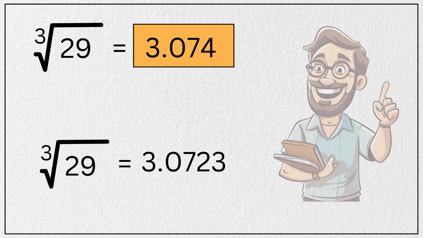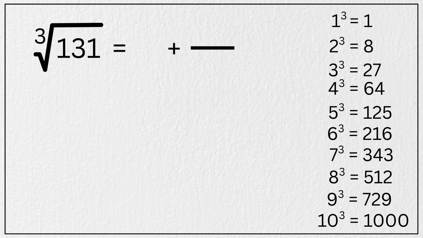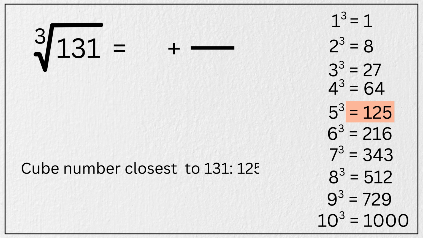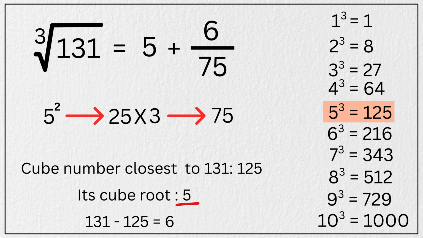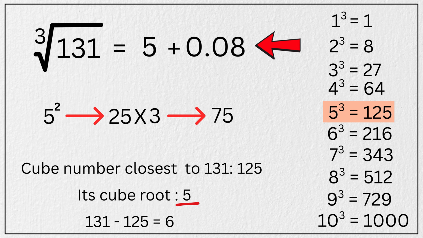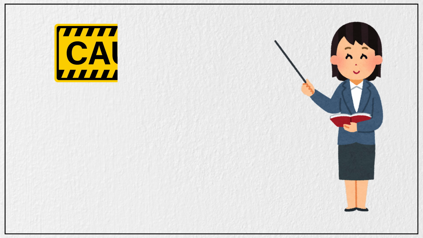Once again close, right? One more, we will do this with lightning speed. Cube root of 131. The perfect cube which is close to 131 is 125, and its cube root is 5. Subtract 125 from 131 to get 6. Now multiply the square of 5, which is 25, by 3 to get 75. 6 over 75 is 0.08. Adding this to 5, we get 5.080. The real cube root is 5.078. Nearly perfect.